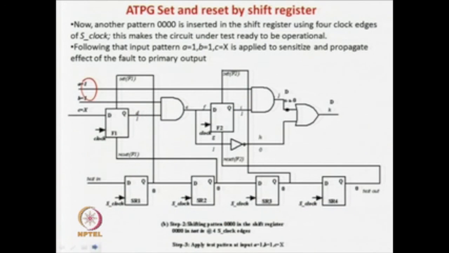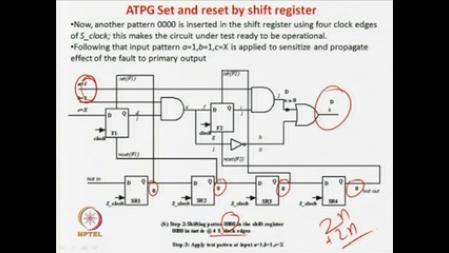Now what you have to do? There is another problem over here; not only 2n, you are adding more complexity. Now all these lines have to be 0, because you want to operate this circuit normally, since you want to apply 1 1 and get the D over here. So again you have to apply 4 clock pulses. So not only 2n, 2n plus 2n clock periods are required to set or reset these flip flops, and then again you have to make everything 0, set reset 0, so the circuit becomes normal, and then you can apply the pattern.